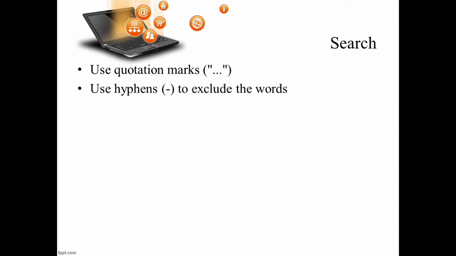Alright, for the second one, use a hyphen. You can see the symbol in the PowerPoint. The meaning of it is to exclude words. For example, you will search for the word symbiosis mutualism. Then, after the word symbiosis, you have to use a hyphen as you can see in the example. After that, you enter it. Then, what appears in the search engine is only the symbiosis words without the mutualism word. To understand better, you can see an example like this.